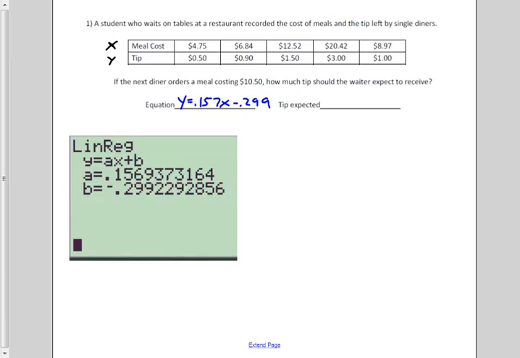We want to use that equation, so I'm going to write it down here. And we want to solve it when that is 10.5. Remember, I said it was important to know that the meal cost was my x value, so that when I come down here, 1.57, I can simply substitute that value. And because my tip is the y value, I can simply plug that in.